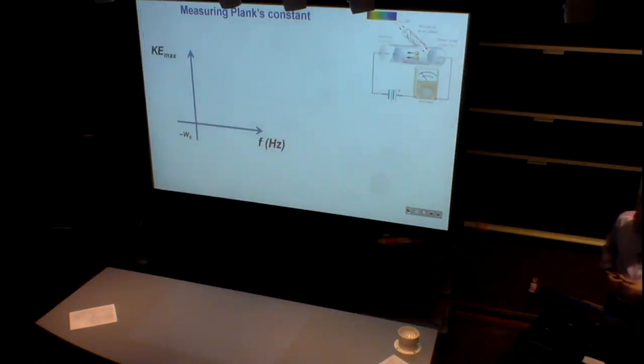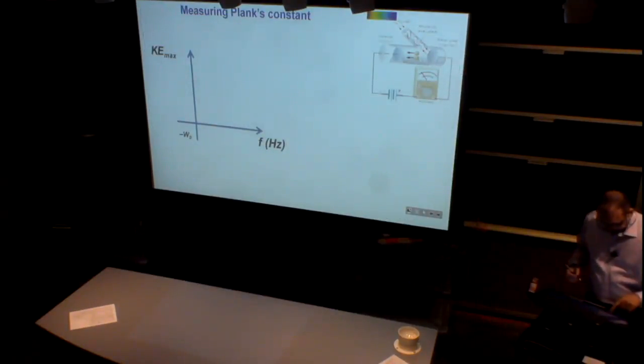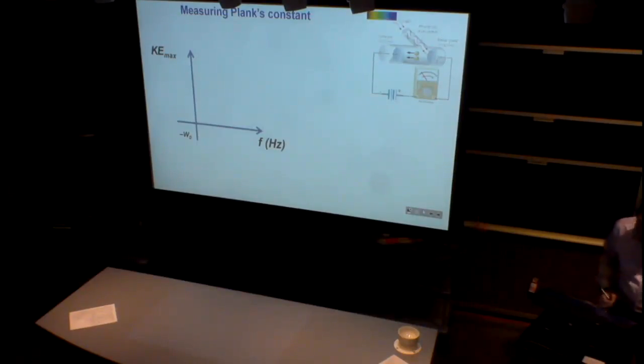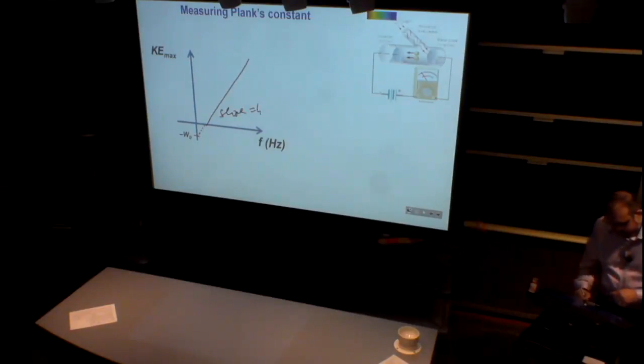I already had this graph. So that's the slope of this equation. Kinetic energy equals constant times frequency minus work function.